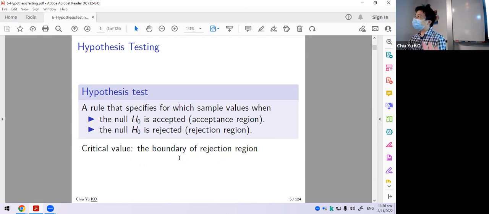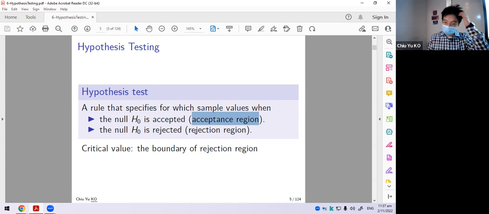And here is the new information I add, because someone asked me how do we define hypothesis testing. The idea is you have a rule that specifies what kind of sample you would go against H null or support H null. That means you will define the rejection region or acceptance region. Acceptance region is where you would not reject H null. Rejection region is where you would reject. And the critical value is actually the boundary of the rejection region. So these are the definitions of hypothesis testing.